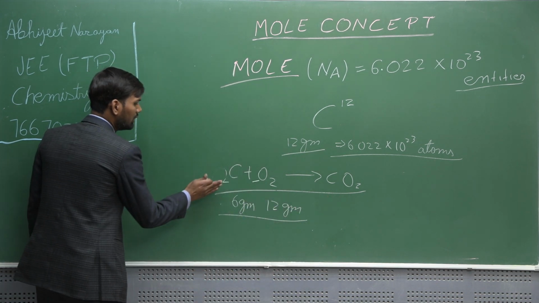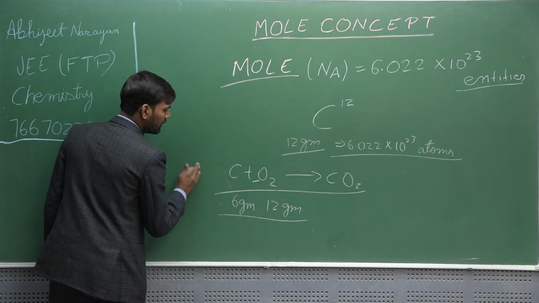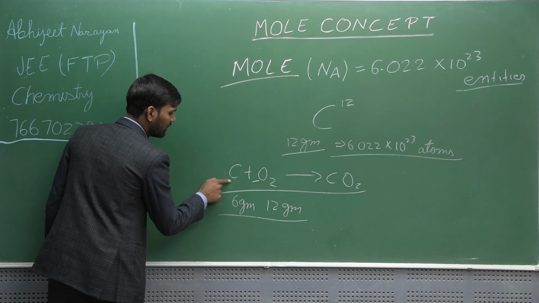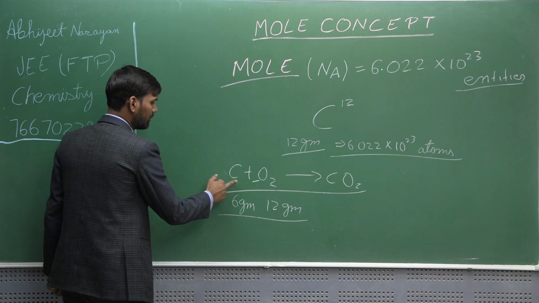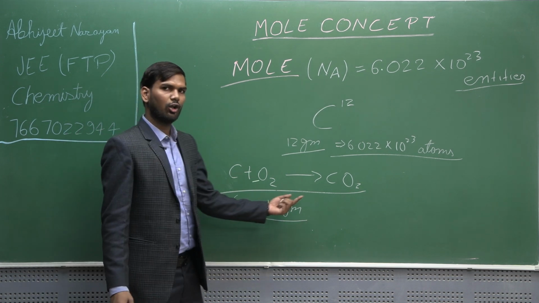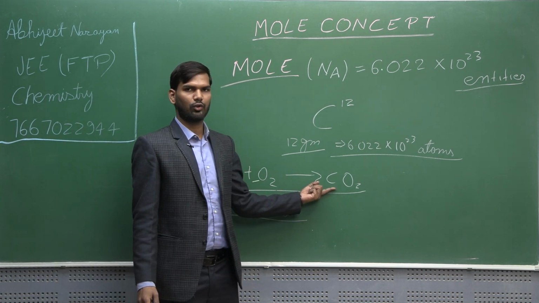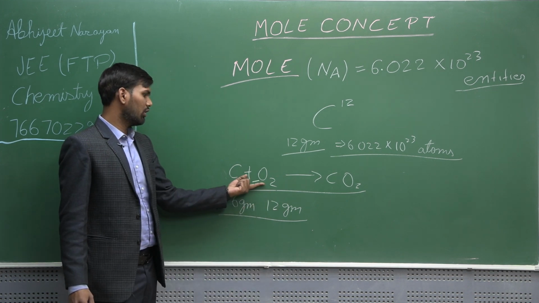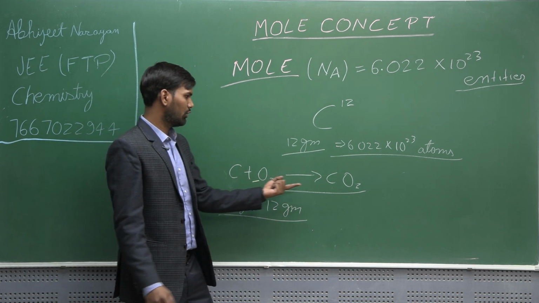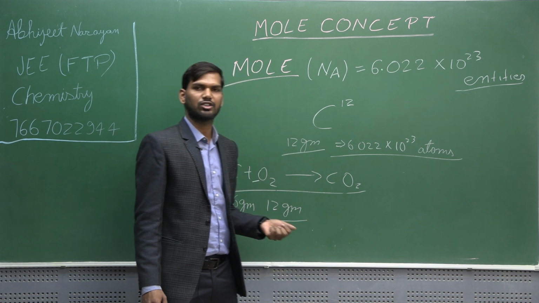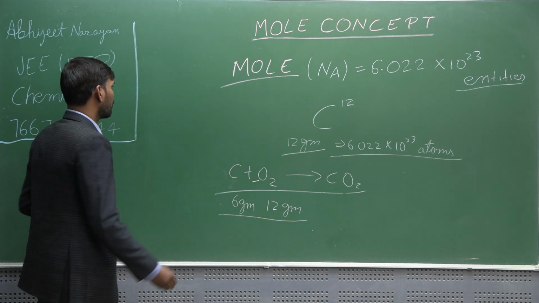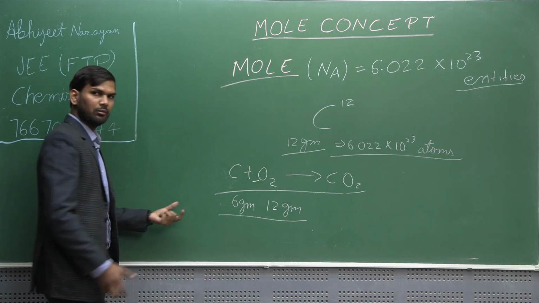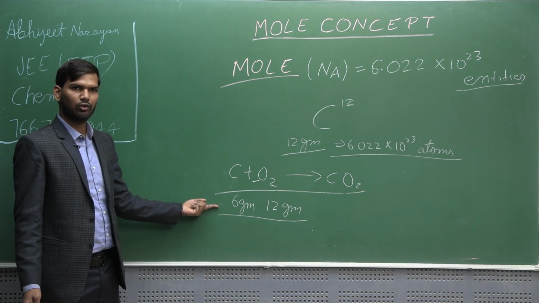So look here, 6 gram of carbon combined with 12 gram of oxygen to give carbon dioxide, and here the atom of carbon is 1, and here also the atom of carbon is 1. So it is a balanced equation. Two atoms of oxygen on both sides. It is a balanced reaction. So we should first find out the mole of carbon. How do we find the mole of carbon? We have the weight of carbon given here.